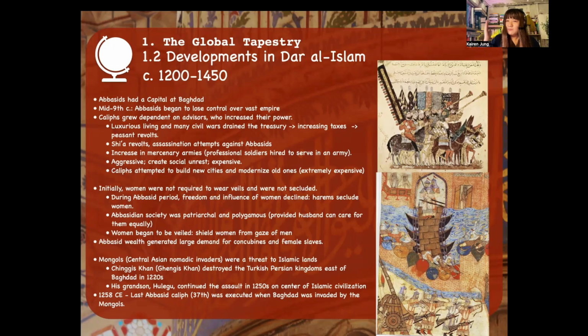At this time period, women began to be mandated into wearing veils, shielding them from the gaze of men, and Abbasid wealth generated a large demand for concubines and female slaves. When you have power, you abuse it, you get away with it, it exacerbates, and that's what happened at this time period. The Mongols, the Central Asian nomadic invaders, were a threat to Islamic lands at this time from the point of view of the Muslim world.